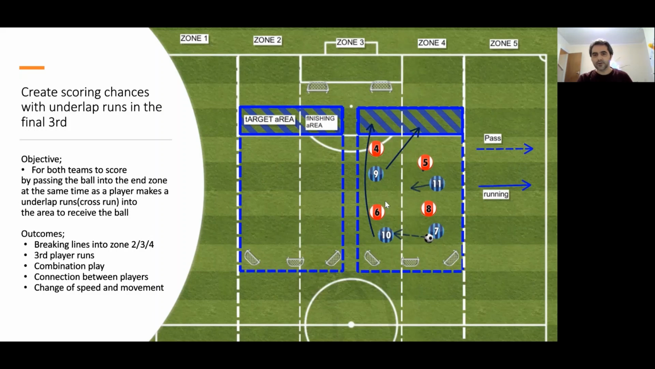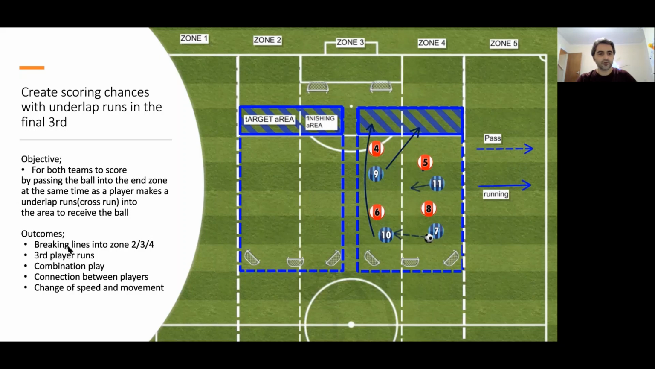You can also progress this, like remove the small goal here, then you can use the main goal, and you can extend the target area. So the objective of this drill is simply to put the ball into the end zone by passing each other, by playing positional game. But before that, we need to show our underlap runs.